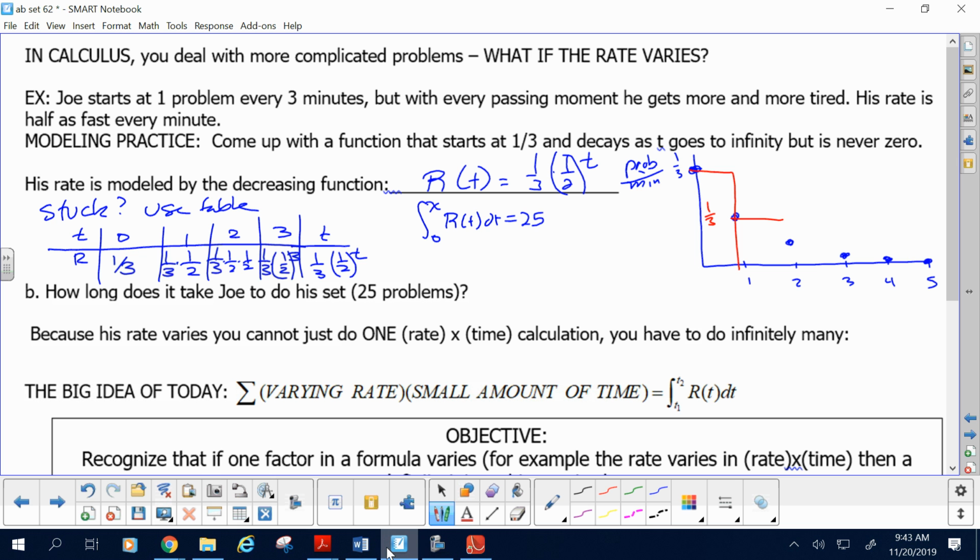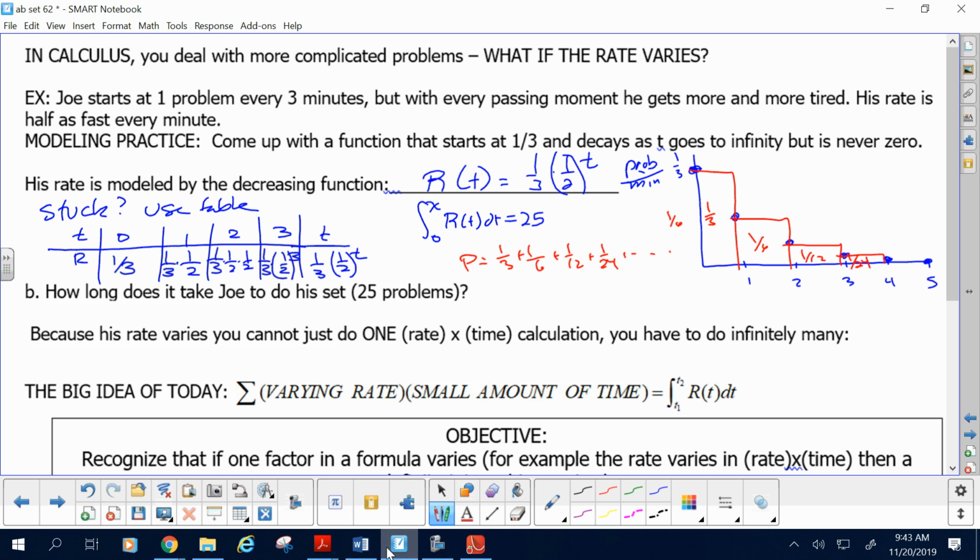In the next minute, what's the greatest possible rate but 1/6? So from time 1 to time 2, how many problems does he get done? 1/6. Now 2 minutes have passed, and he still hasn't completed a problem. From time 2 to time 3, how many problems will he get done? A 12th. And from time 3 to time 4, at most, he could get 1/24. So the problems done is 1/3 plus 1/6 plus 1/12 plus 1/24.